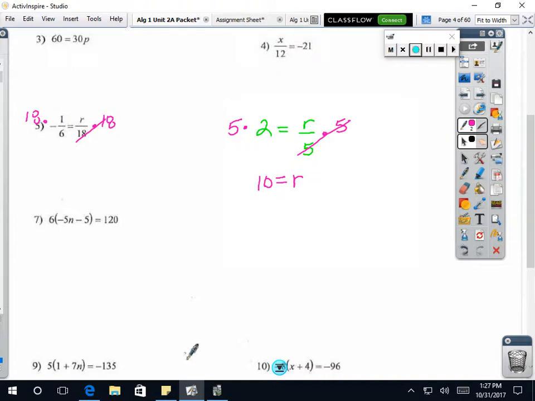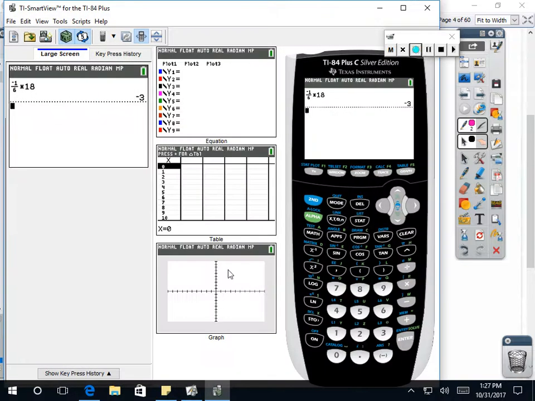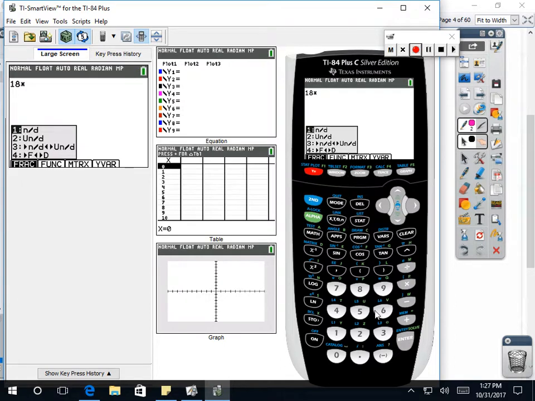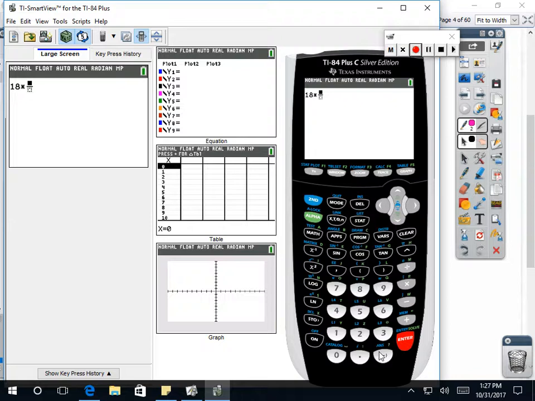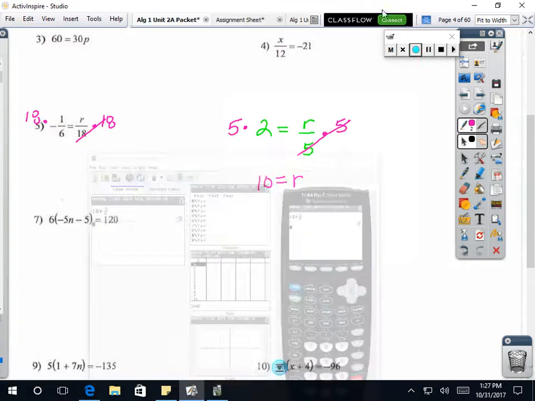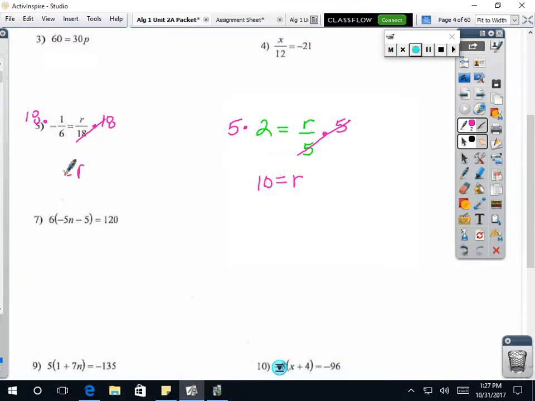So let's remind ourselves how to type something like that in. 18 times negative 1/6. First type in the 18, then times. How do you set up to type in a fraction? Correct. Alpha, then y equals n over d. We'll make a fraction. And then you just type in negative 1 in the numerator, 6 in the denominator, and you get negative 3.